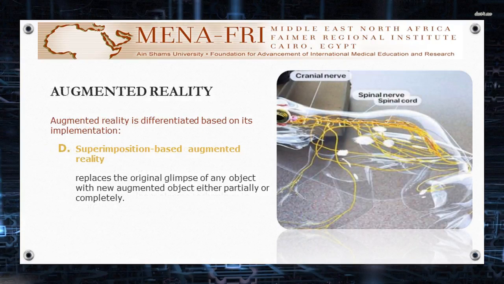Augmented reality is differentiated based on its implementation. D. Superimposition-based augmented reality replaces the original glimpse of any object with a new augmented object, either partially or completely.